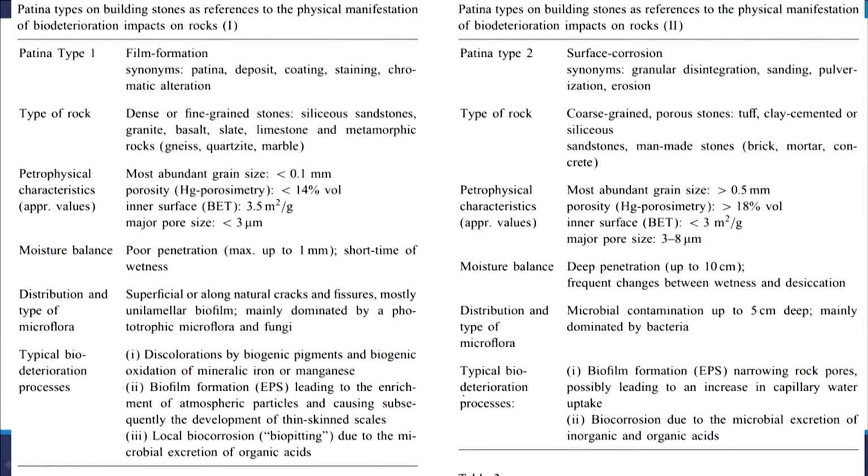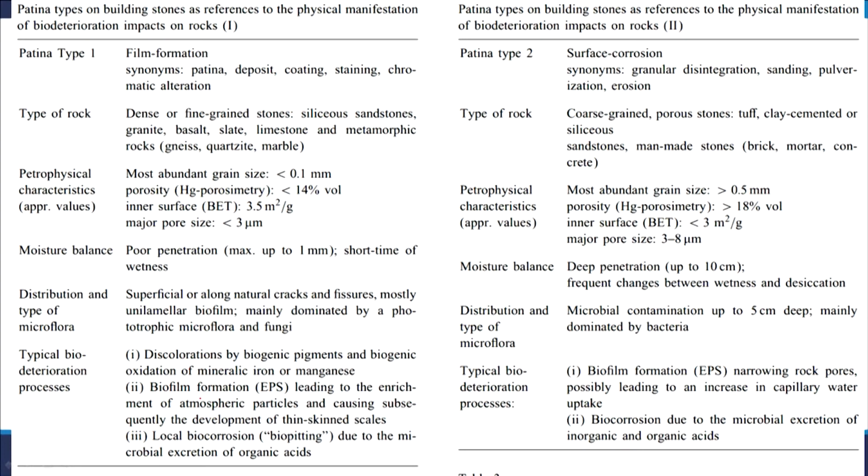Now, here is a list of different kinds of destruction that we can expect when it comes to biodeterioration of rocks. So, we can either have film formation, and this film formation can happen on dense or fine grained stones, silicaceous sandstones, different kinds of stones, and then there is some information about the kind of microbial community and the kind of mineral there is.